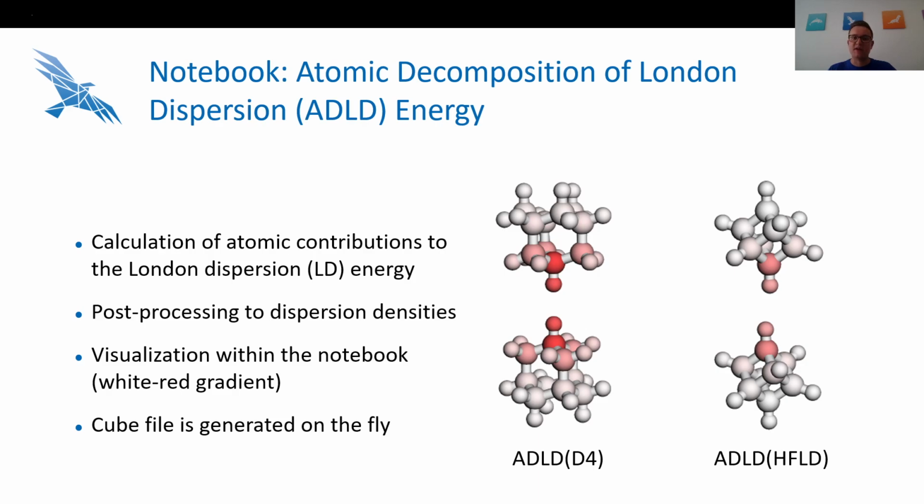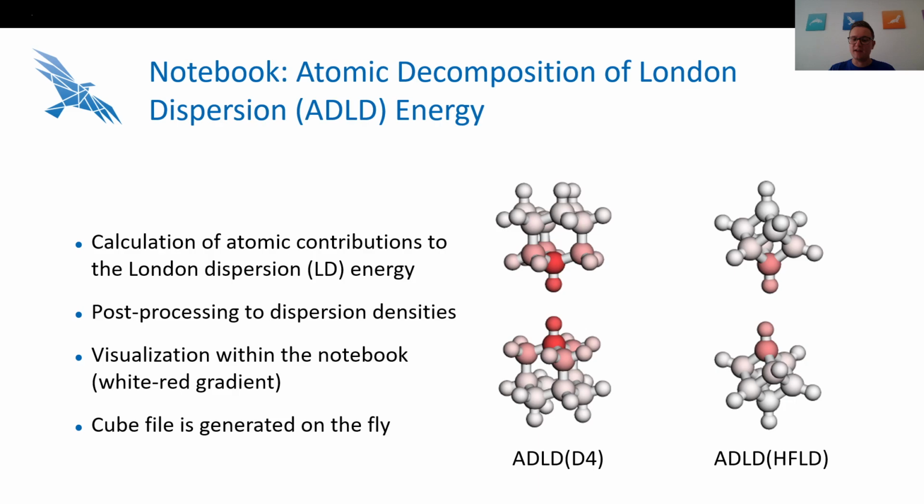Last but not least, we have the notebook on the atomic decomposition of London dispersion energy, ADLD. And here the calculation of the atomic contributions is done within ORCA, but the post-processing to dispersion densities is done within the notebook. And you can directly visualize them in the notebook as shown on the right here.